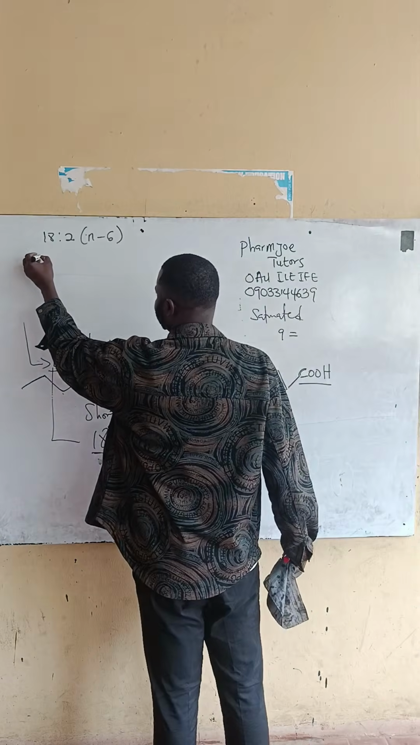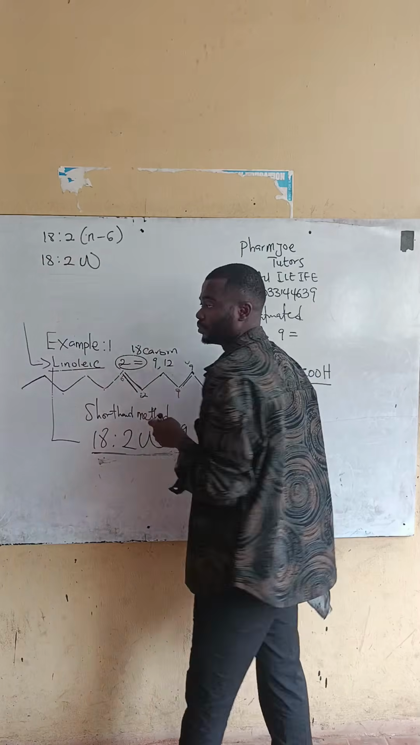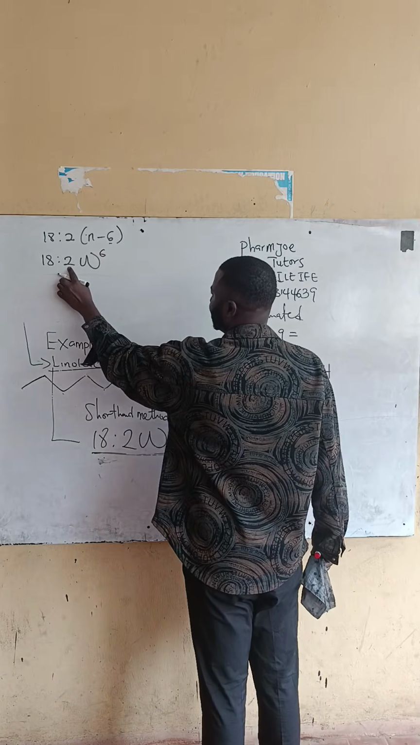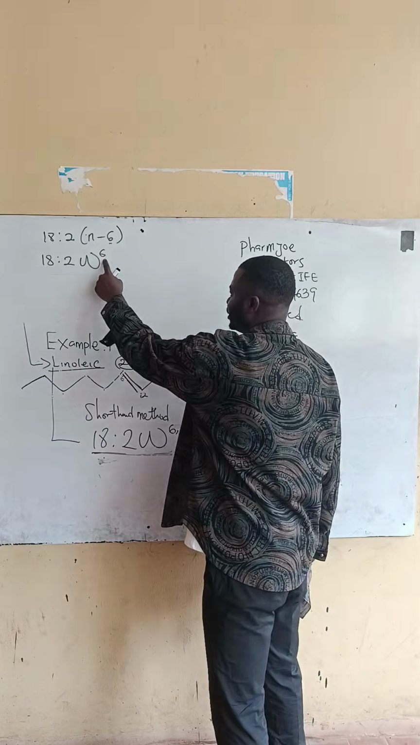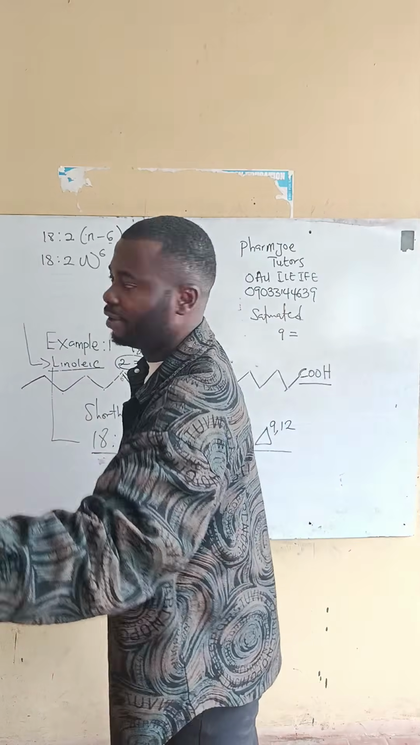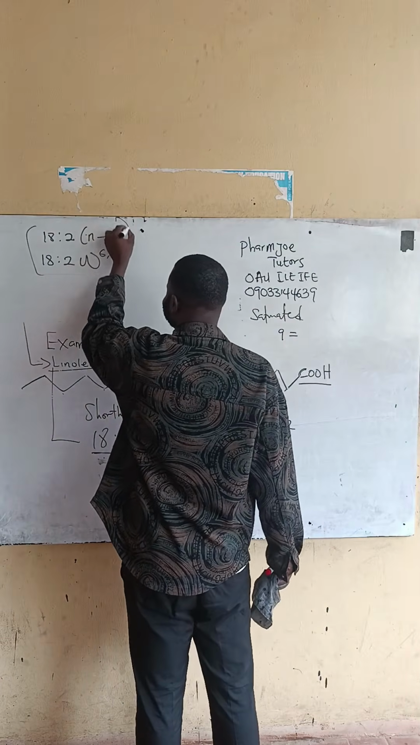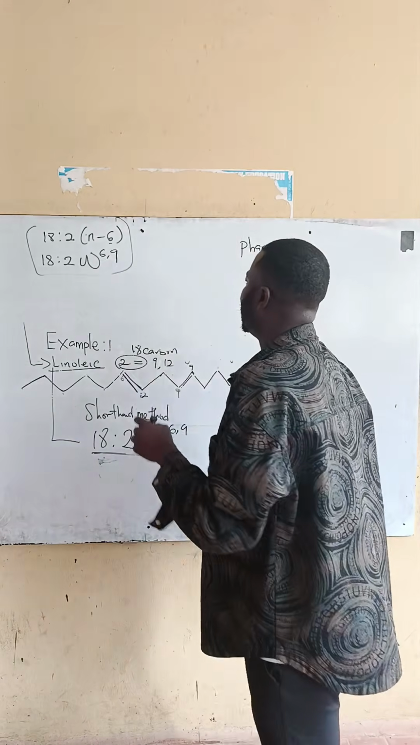I want to write it back. Just say 18:2 omega. Are you following me? When you say what was it? 6. You know that this is 2 double bonds. If the first one is in position number 6, they are 3 away from the next one, so 9. So this is written in what form? Omega.